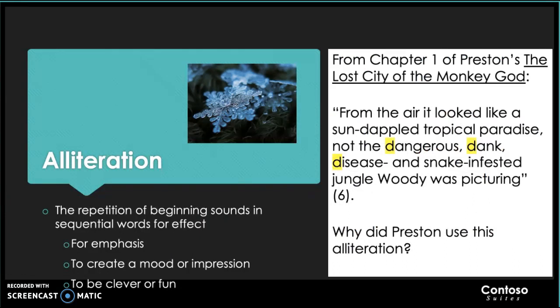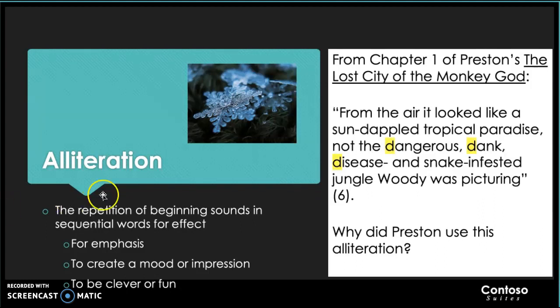Alliteration is the beginning sound of the word. So it doesn't necessarily need to be the same letter, because sometimes C can sound the same as S, or it can sound the same as K. So maybe there would be a word that started with C along with a bunch of K words. It's the sound at the beginning that's the important thing.